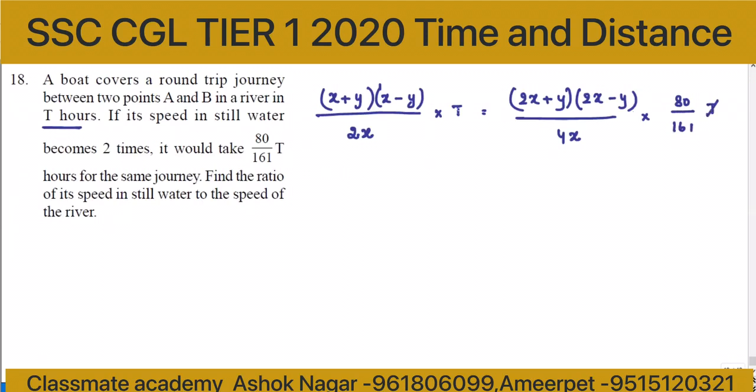T anyway cancels. 1s are 2s, 2 1s are 2, 40s. X square minus y square. 4x square minus y square is equal to what? 40 by 161. Can I say so? Now tell me, cross multiply. You can cross multiply, you can find out the difference.